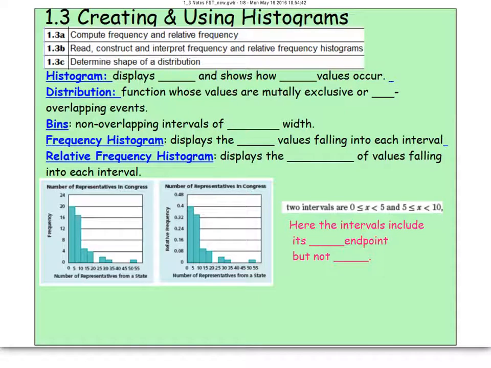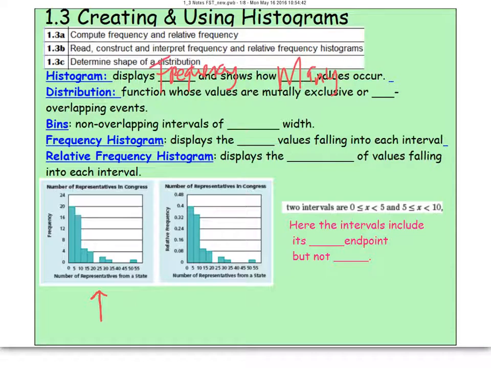For learning objective B, we'll read, construct, and interpret frequency and relative frequency histograms. So let's first define what a histogram is. It displays frequency and shows how many values occur. If we look down here, we actually do see a frequency histogram. Kind of looks like a bar graph, but it's called a histogram because the bars are touching.